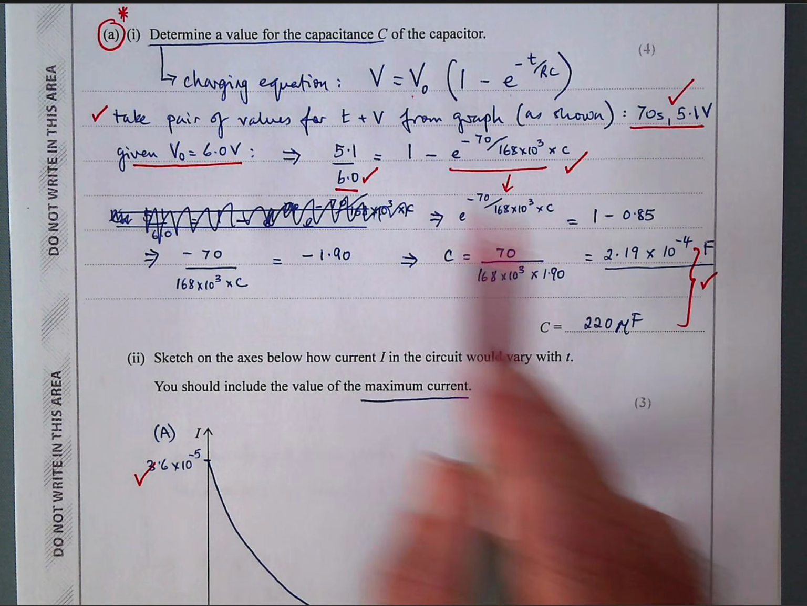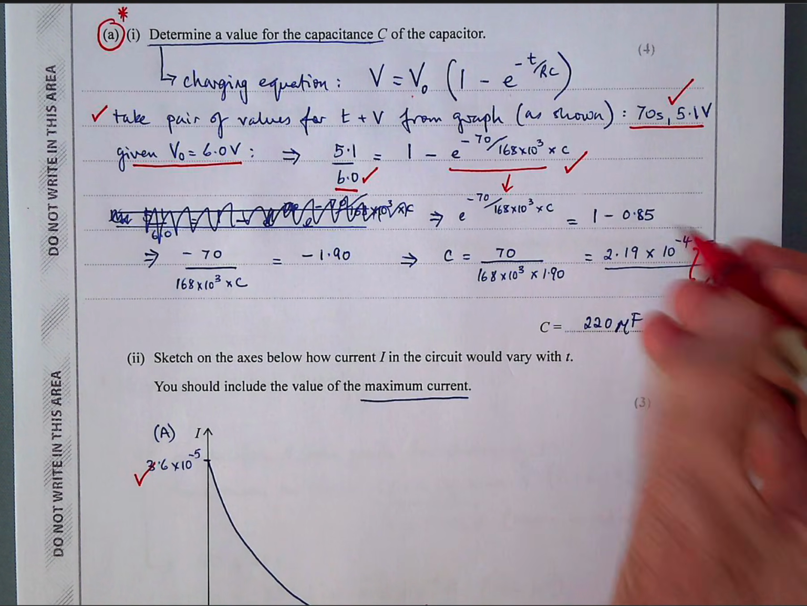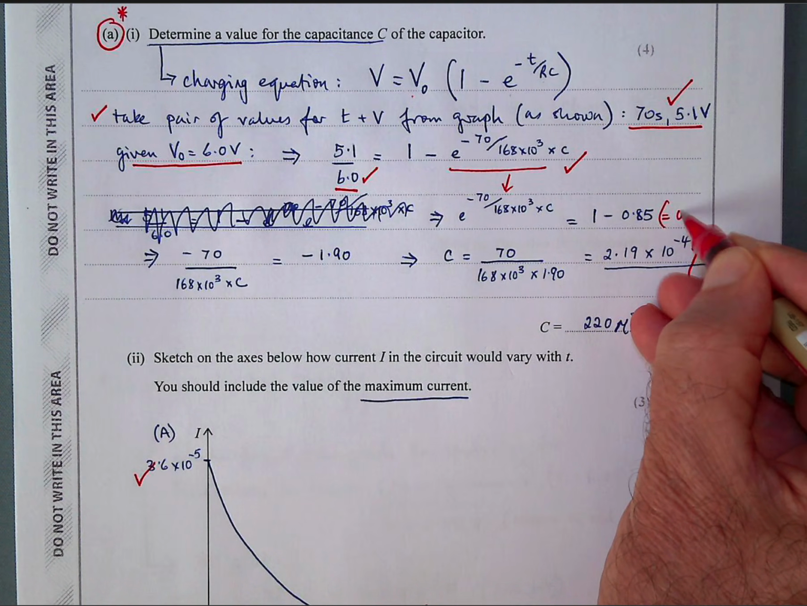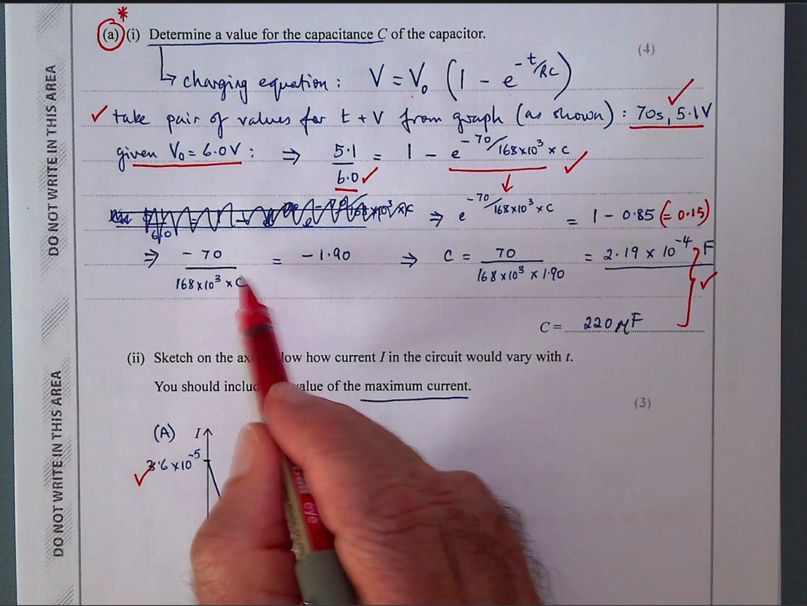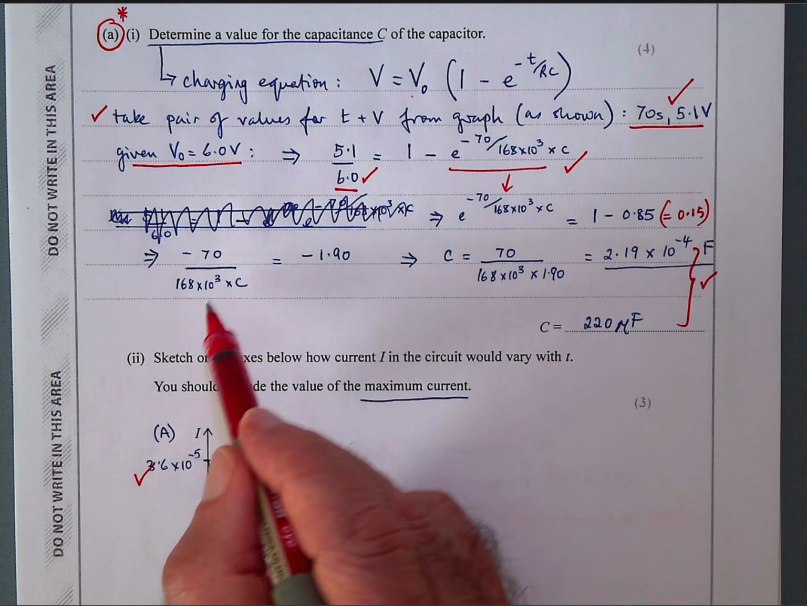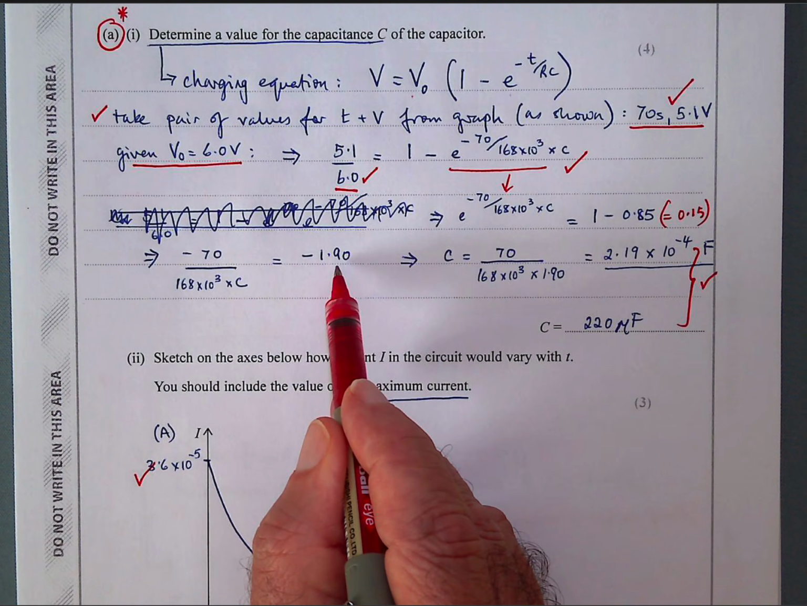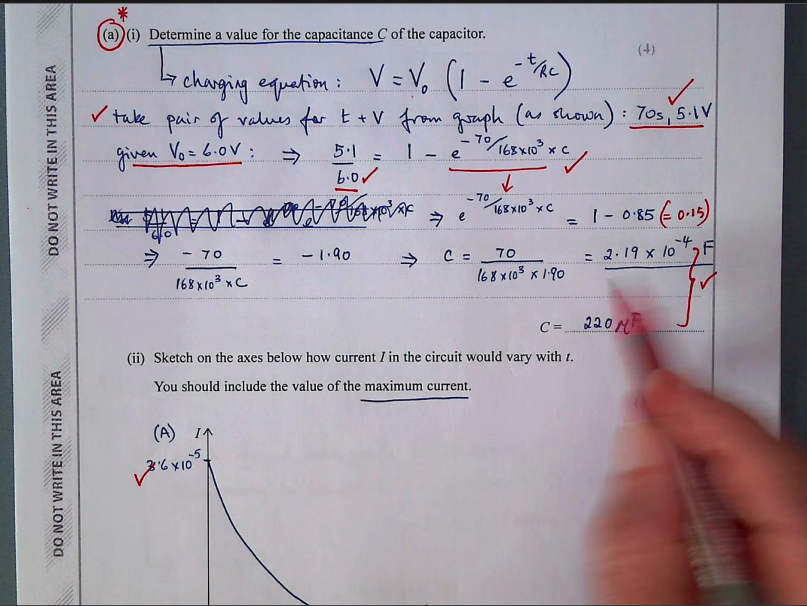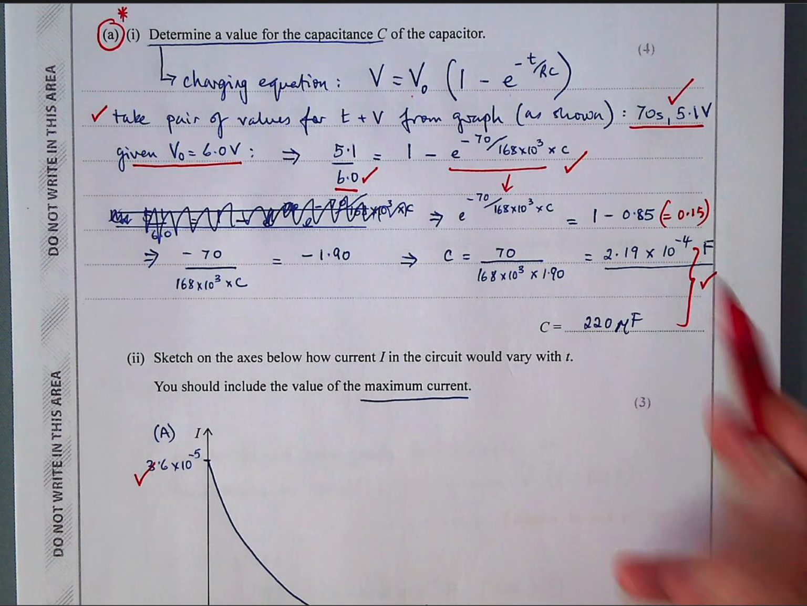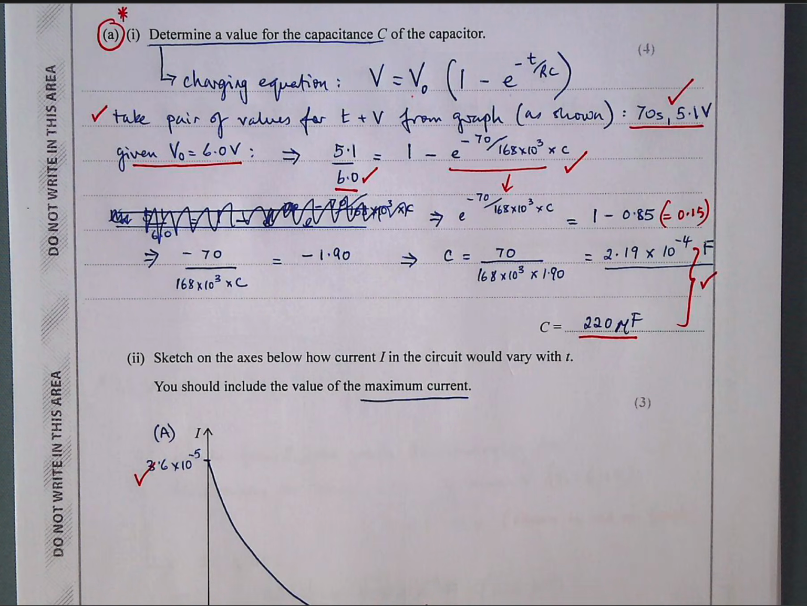So once you do that, you'll see it's 1 minus this fraction, which is 0.85. So you get 0.15 on this side. Yes, it's basically that that's equal to 0.15. But when you take the logs of 0.15, you will have both of them negatives, so the negatives will cancel. And the only unknown is C. So 70 over this fraction is equal to 1.9. You can cancel the negatives, and C is then rearranged to give you a value of 2.19 times 10 to the minus 4 farads, which you could round up to 220 microfarads. So that is using the equation for the charging.